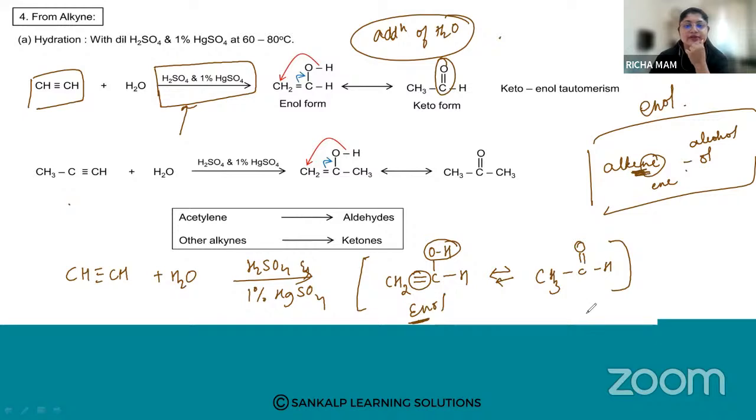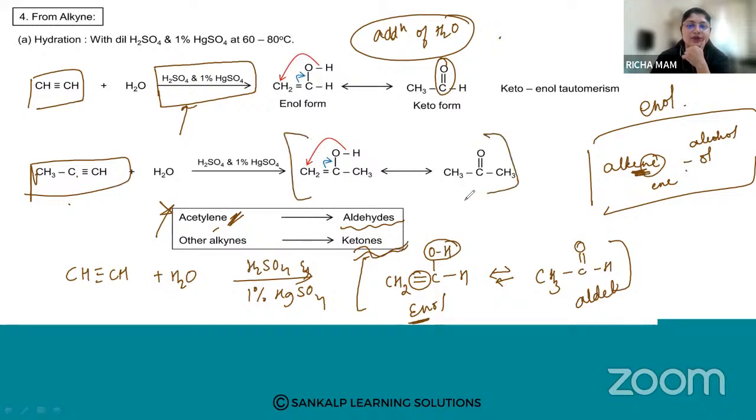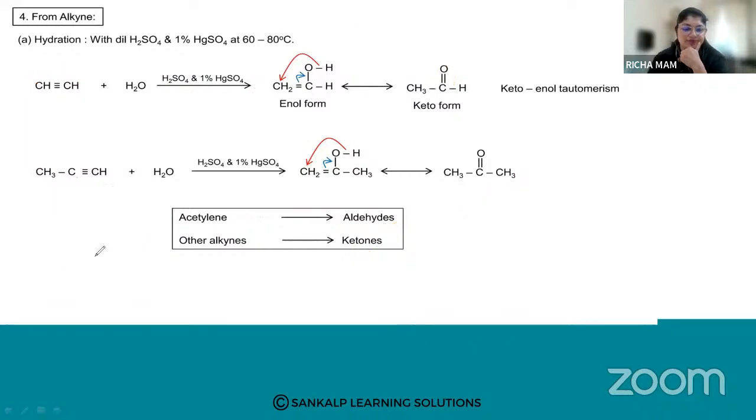So like this, you get your aldehyde. If you have acetylene, you will yield only aldehyde. Other than acetylene, if you take any triple bond compound, for example this is propyne, when you have propyne you will get a ketone. So other than acetylene, if you take any other alkyne, you will get ketones as the product. These things you have to remember. It will undergo keto-enol tautomerism.